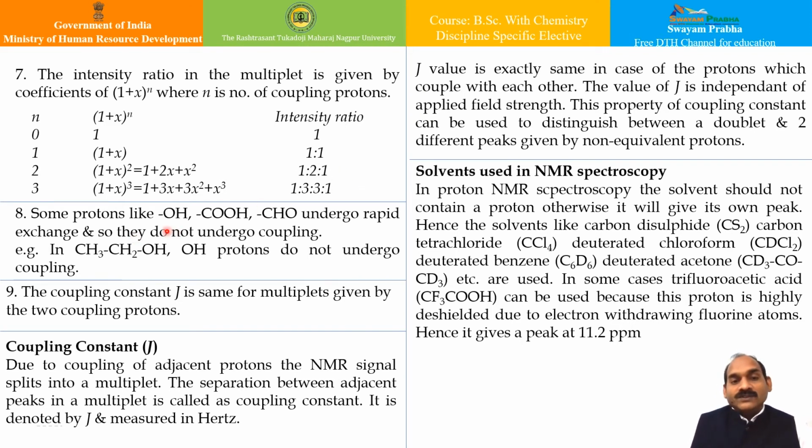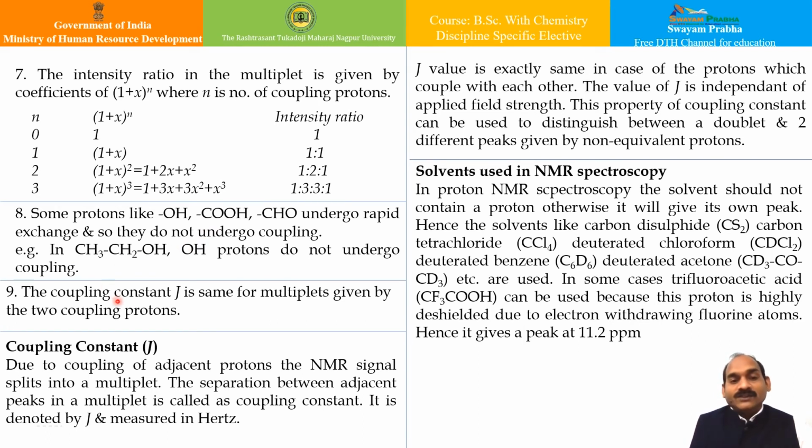Similarly, some protons like OH, COOH, and aldehyde groups undergo rapid exchange, and so they do not undergo coupling. For example, if you consider ethyl alcohol, the hydroxyl proton does not undergo coupling, and therefore you will always find a single peak for this particular proton in ethanol.